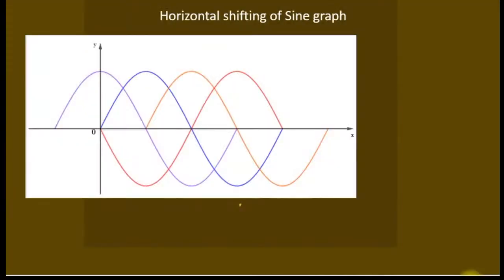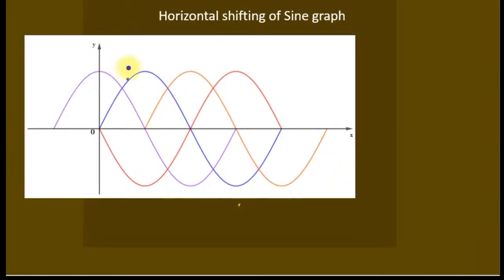Welcome back. We're on horizontal shifting of sine graph. It's possible you might be given a graph of a sine function and asked to find the exact function. The function will be within these 4 graphs. The parent graph is the blue one. This is a sine graph because it starts from the origin. Cosine starts from the y-axis, that's the y-intercept.